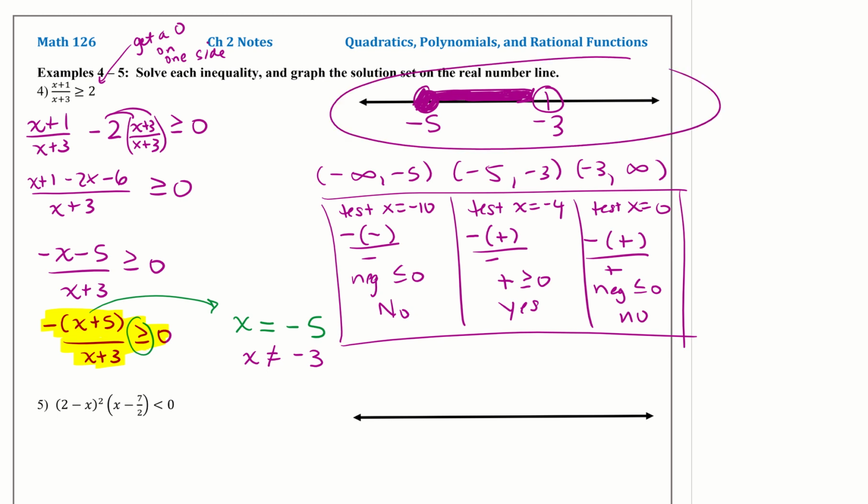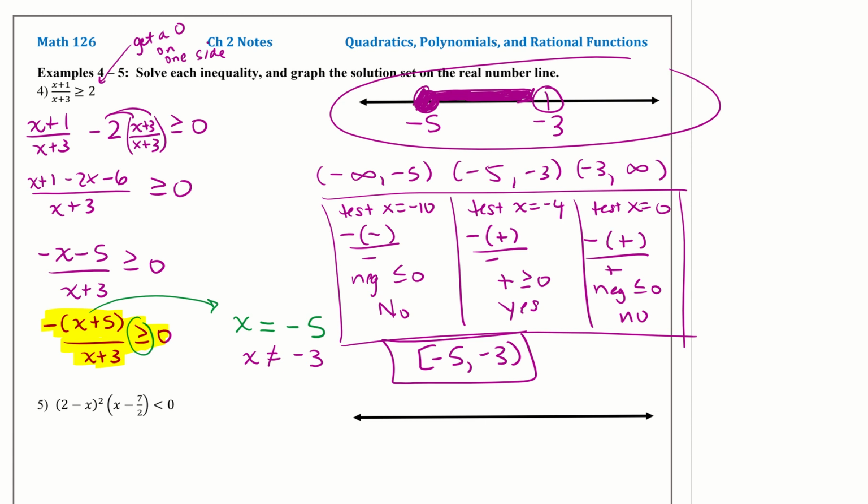This is my graph, which is part of my answer. My inequality is I will go from negative 5 to negative 3. Notice the bracket at the negative 5 and an open circle, a parenthesis, at the negative 3.